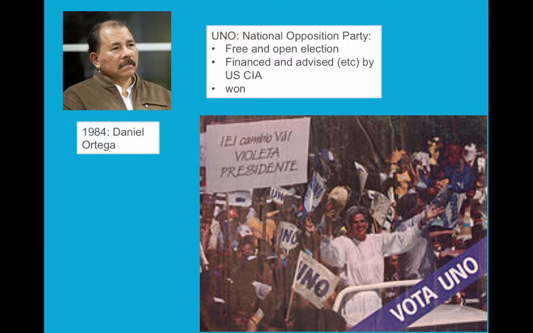They have their first free and open election. They say, if we lose democratically, the people will accept it, right? Well, this political party was financed and advised by the United States CIA. We gave them a lot of money, and with so much money that we gave them, I don't know the exact figures, millions of dollars, they were able to win, which demonstrates that people are going to be so tired of war that they will vote for any party that will reestablish peace.